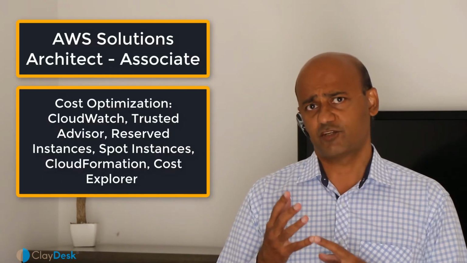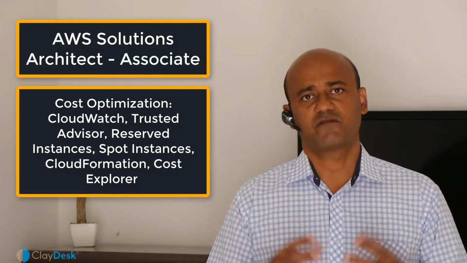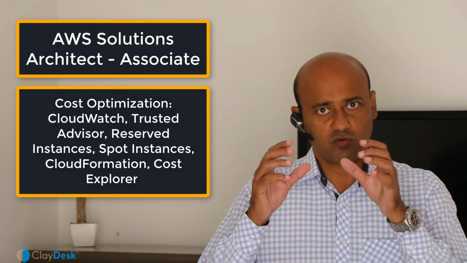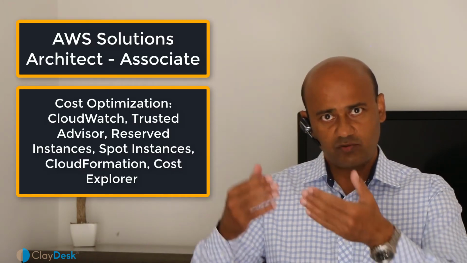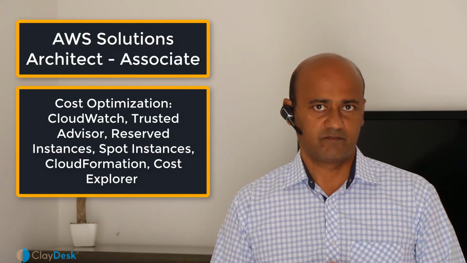For cost optimization, let's talk about that. We have Amazon CloudWatch, which allows you to monitor your infrastructure, as well as your current estimated charges. You have Cost Explorer, you have the dashboard, and you can optimize your billing.